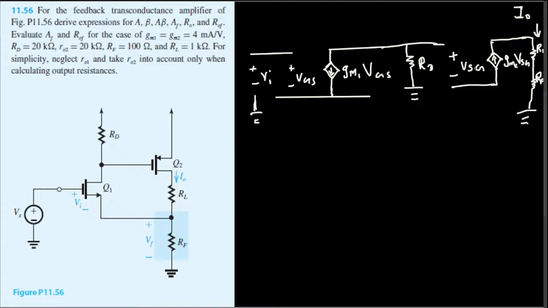First, A is nothing but output current over input voltage, so A is equal to output current I0 divided by the input voltage Vi. The output current is exactly the current flowing through GM2 VSG. So I0 is equal to exactly this current, and we can say that I0 is equal to GM2 VSG. Let's call this equation number 1.